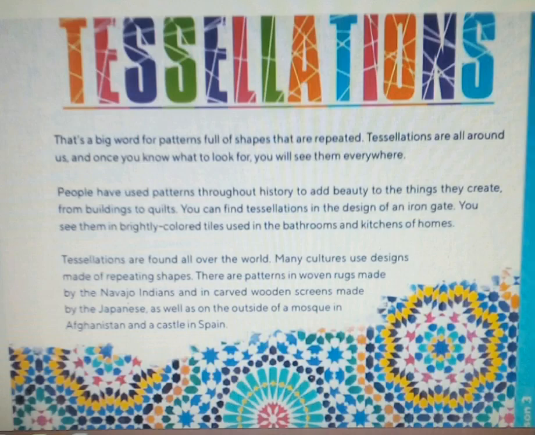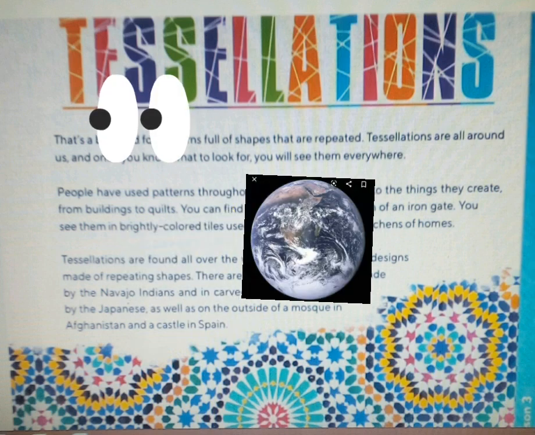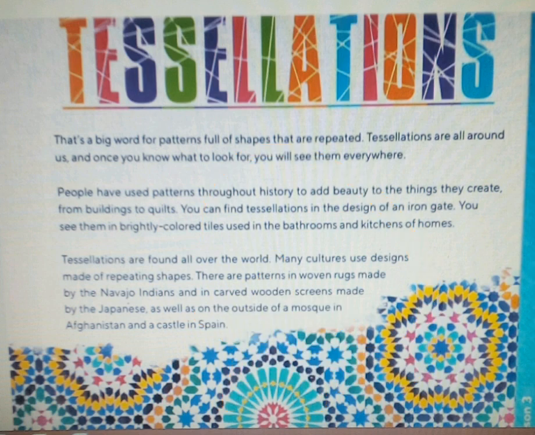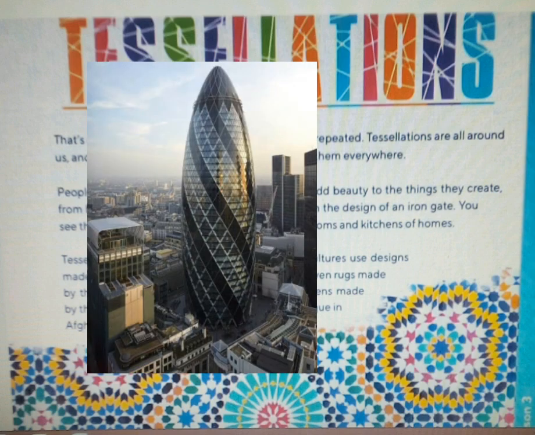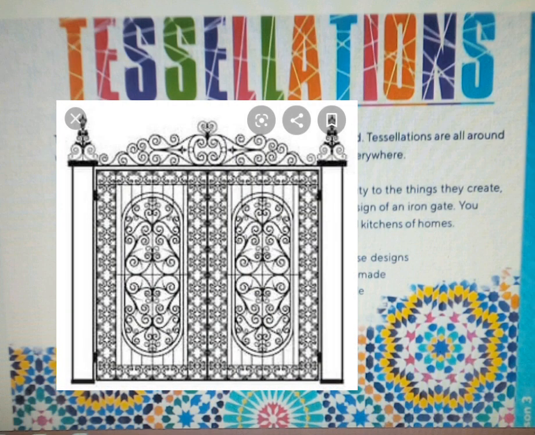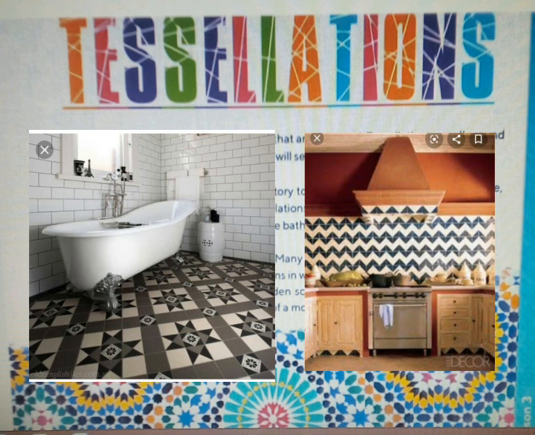Tessellations. That's a big word for patterns full of shapes that are repeated. Tessellations are all around us, and once you know what to look for, you will see them everywhere. People have used patterns throughout history to add beauty to the things they create, from buildings to quilts. You can find tessellations in the design of an iron gate. You see them in brightly colored tiles used in the bathrooms and kitchens of homes.